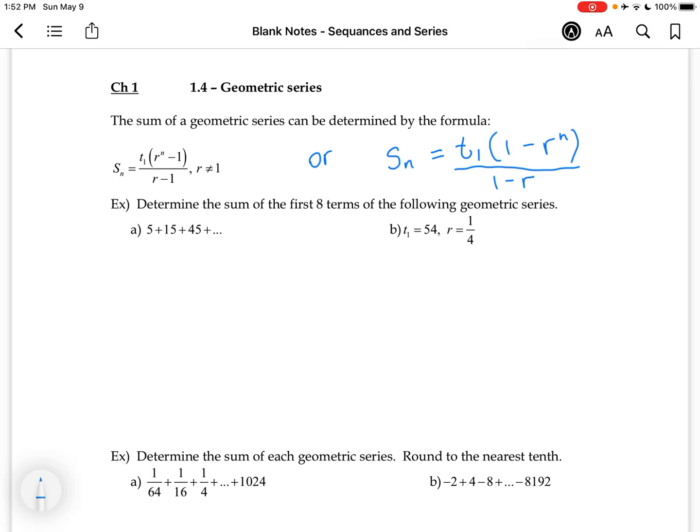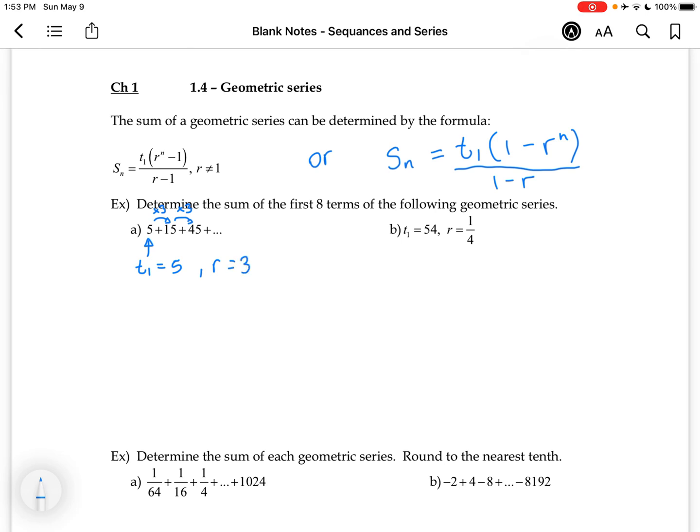Okay, so let's look at some examples. Determine the sum of the first 8 terms of the following geometric series. Okay, well, to determine the sum of the first 8 terms, we want S8, okay? To determine that, we need to know what T1 is, and this is T1. And we need to know what R is. Well, it looks like what we're multiplying by is times 3. So R equals 3. Okay.